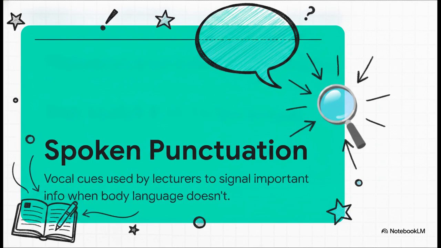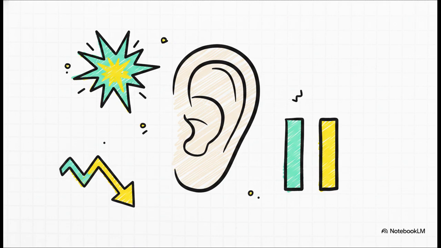There are 3 specific oral cues you need to train your ear to catch. First up is stress, literally emphasizing key words. A lecturer might lean into a phrase and say, "This is of particular relevance." Second is falling intonation. This is a noticeable drop in pitch that signals the end of a thought, letting you know a complete concept has just landed. And third, pausing, taking a deliberate breath before and after critical ideas.